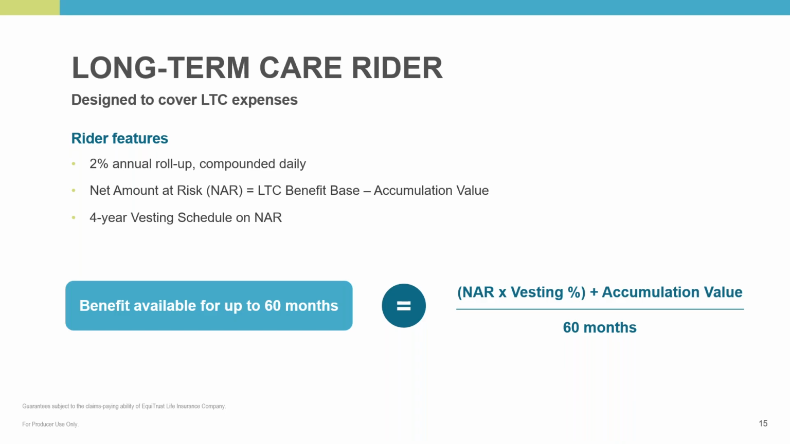And then there's a sample calculation on how they arrive at that long-term care benefit amount. They take the net amount at risk, multiply it by the vesting schedule, then add in the accumulation value, and divide that by 60 months. That's your end result for the long-term care monthly benefit amount that the client is going to receive for the next 60 months.